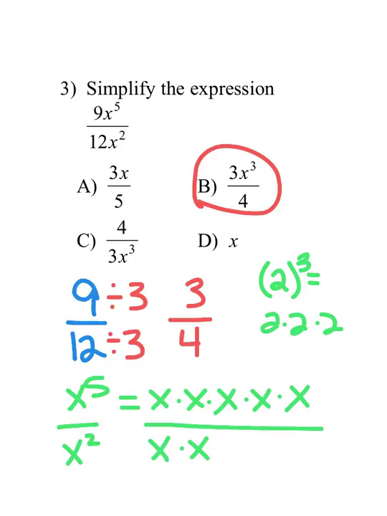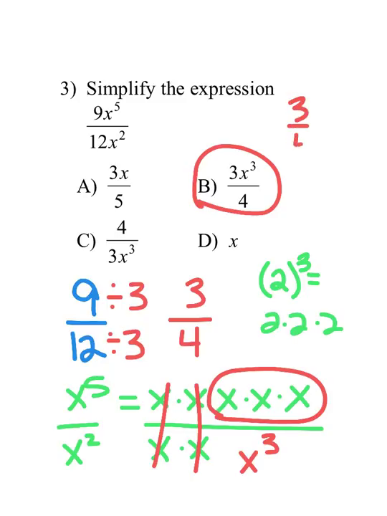And one of your elementary school teachers taught you if you have the same thing on the top and the bottom, you get to cancel those out. And when I do that, I have x times x times x left over, which the lazy way of writing that is x to the 3rd power. So my answer would have been 3/4 from the number and then x to the 3rd power.